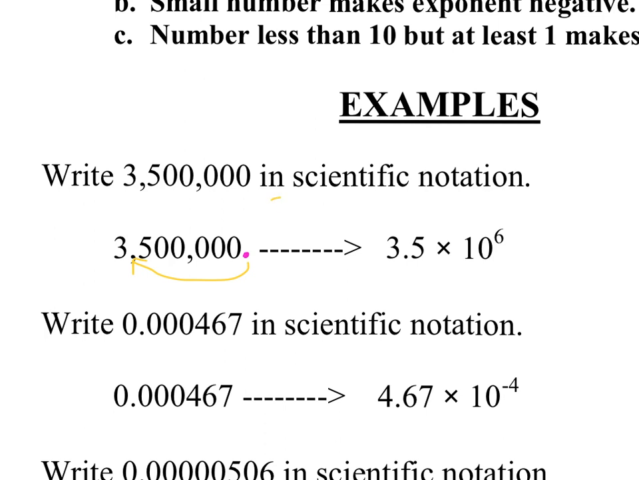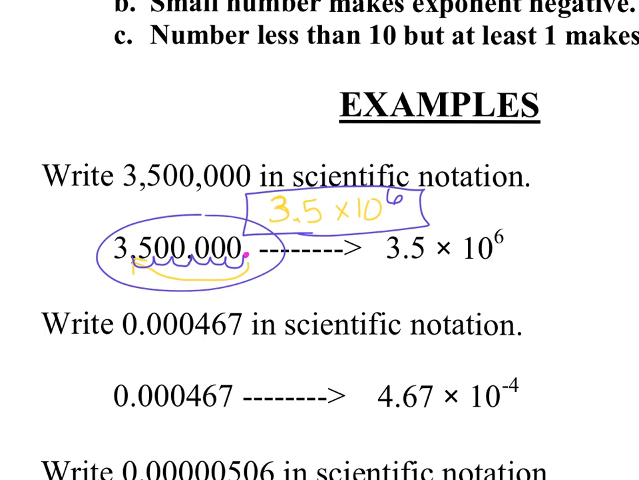Then we would write that number 3.5 times 10. Now we're going to count how far away we had to go. So we had this decimal, we went 1, 2, 3, 4, 5, 6 places. So we're going to put the exponent of a 6. We're going to look at this number, and this number right here is greater than 10, so we're going to leave it alone as a positive exponent, and then it's done.